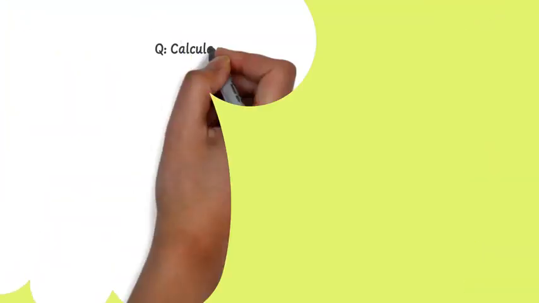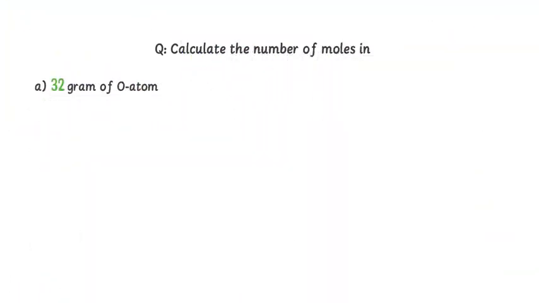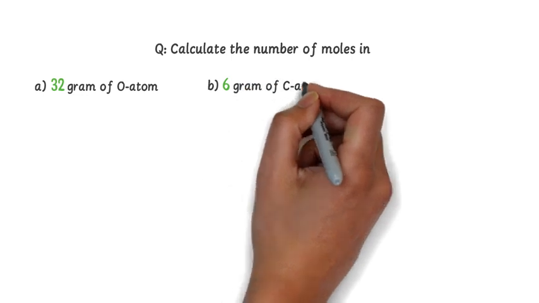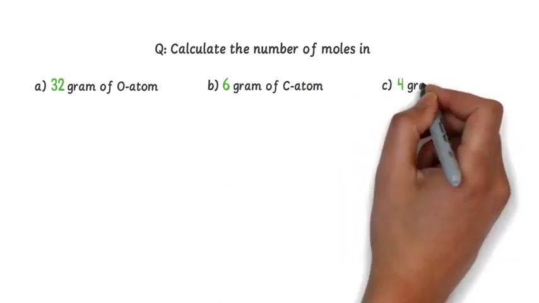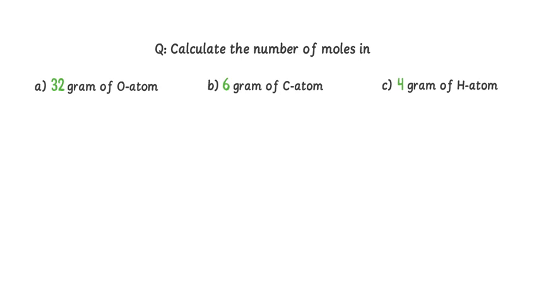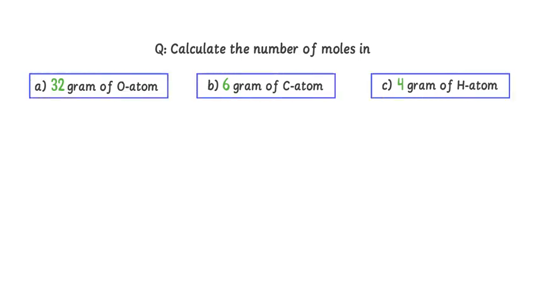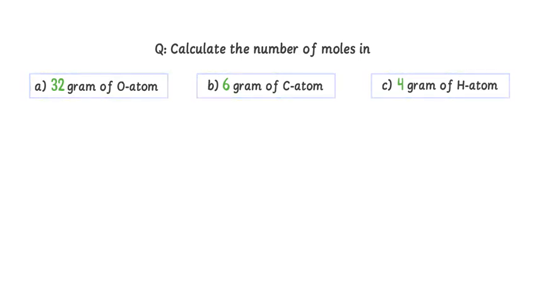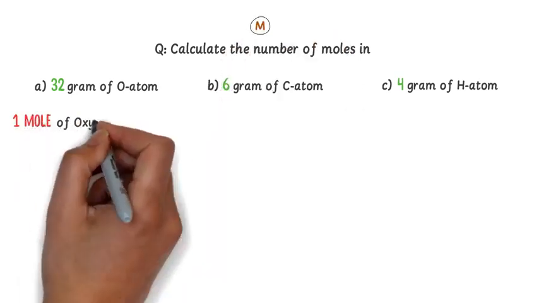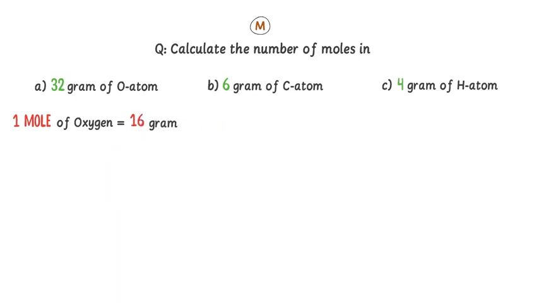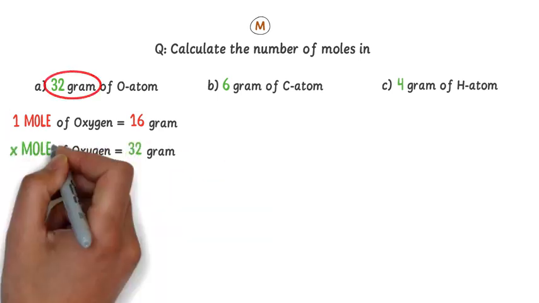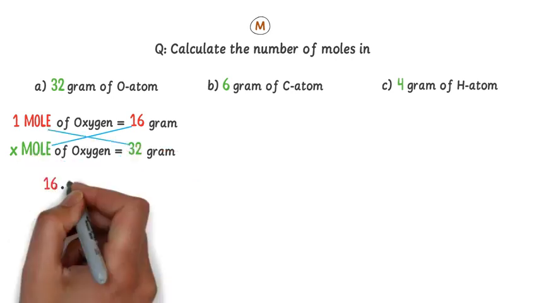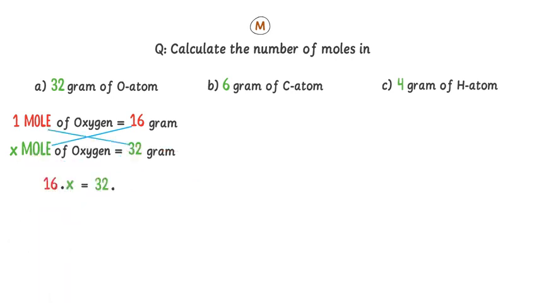For example, calculate the number of moles in 32 gram of oxygen atom, 16 gram of carbon atom, and 4 gram of hydrogen atom. In the question, we are given masses of the different atoms. So in this type of numerical, always write the M relationship of moles. We know that 1 mole of oxygen is equal to 16 grams. Just like this relationship, we can say that let X moles be there in 32 grams. Now cross multiply them. I get 16 into X is equal to 32 into 1.